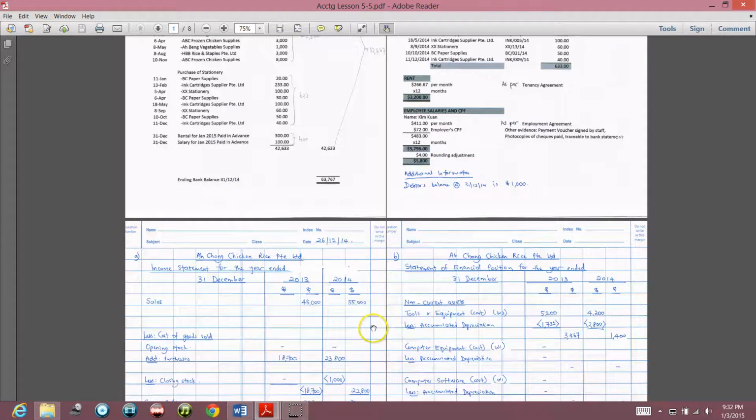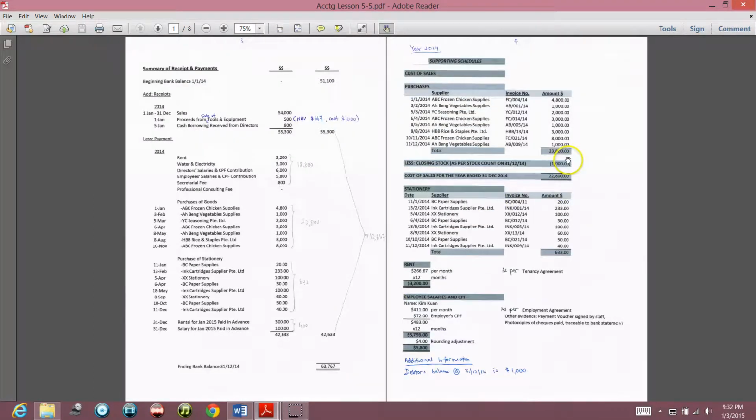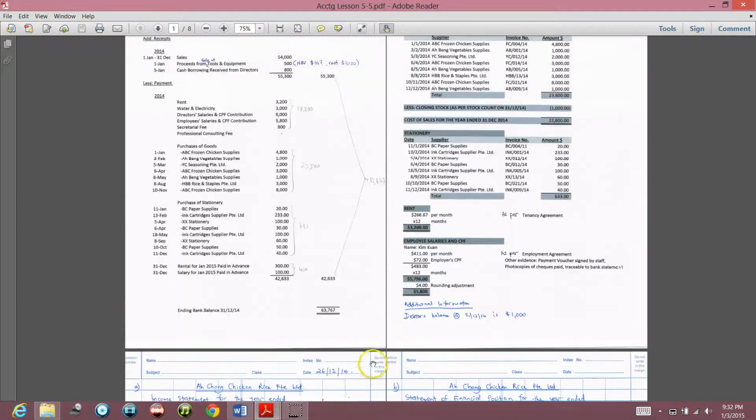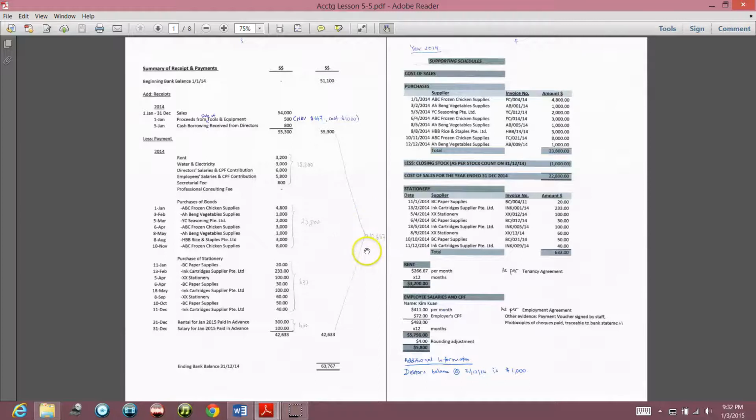This is my sales. And then my purchases is 23,800, and my stock is 1,000. So I have my cost of goods sold: 23,800 minus 1,000, so 22,800 is my cost of goods sold. So this one minus this one will be my gross profit. Government grant, this year we don't have. You see, if I total up my purchase of goods here, it is 22,800. But according to this schedule, my purchases is 23,800.